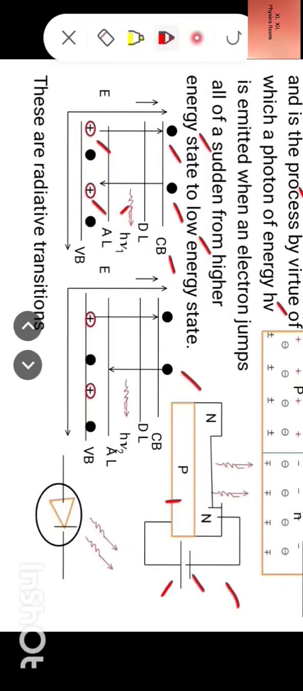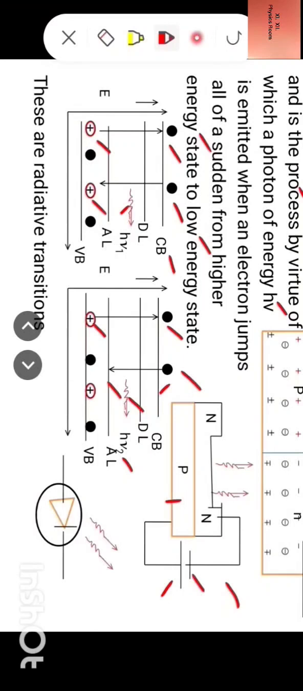Similarly, look at this diagram. In this diagram also, an electron is shifted from valence band to conduction band, leaving behind a hole in the valence band. And when this electron falls back to the acceptor level, again it emits a photon of energy h nu 2. Okay, so this is spontaneous emission.